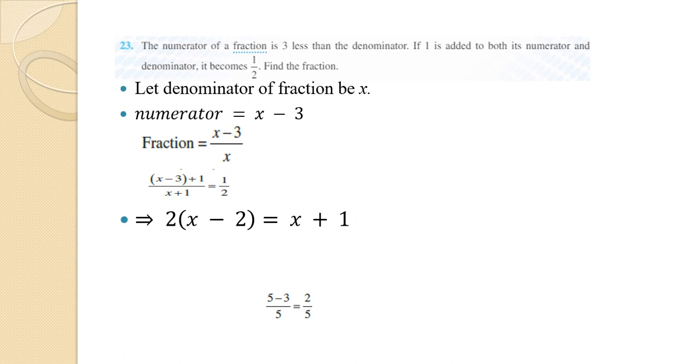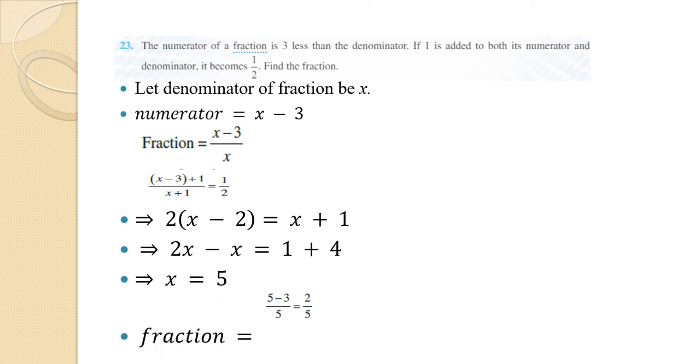I will cross multiply and solve the equation. That is 2 into x minus 2 will be equal to x plus 1. Bring the variables in one place and constants in one place. I get x is equal to 5. Now I find the fraction. So the fraction will be 5 minus 3, that is our numerator, and the denominator is 5. That is, the answer will be 2 divided by 5.